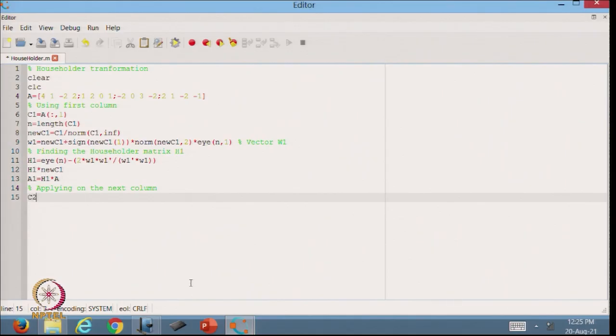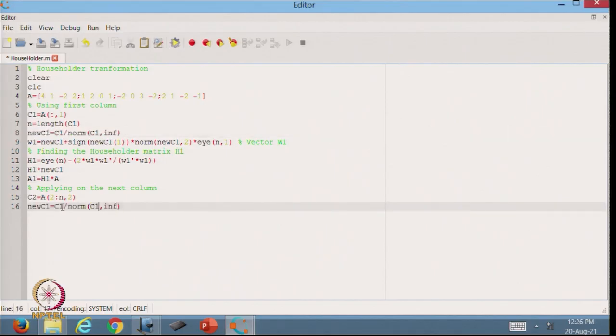Now, I take my C2. So, again I am taking my C2, but in this case I am taking my A. So, whatever the A we got, this value, and now I am taking it from 2 to n, whatever the n. So, it is 2 to 4 and then this, maybe second, sorry, second one. So, that is my C2. Now, everything will be again the same. Now, I will get this, maybe I can copy this one. So, I will press control C and put it here, control V. So, it is my C2.